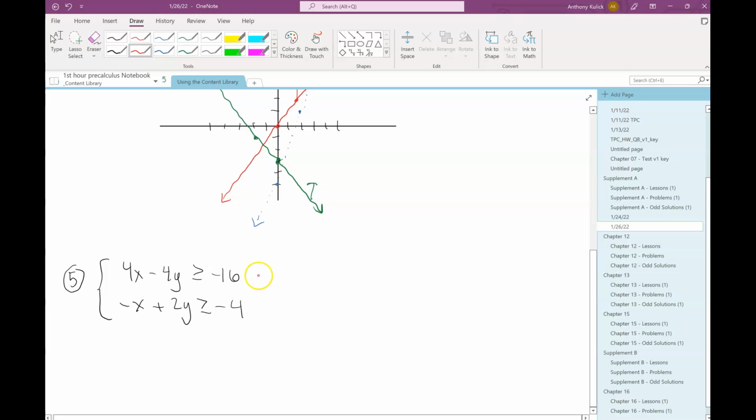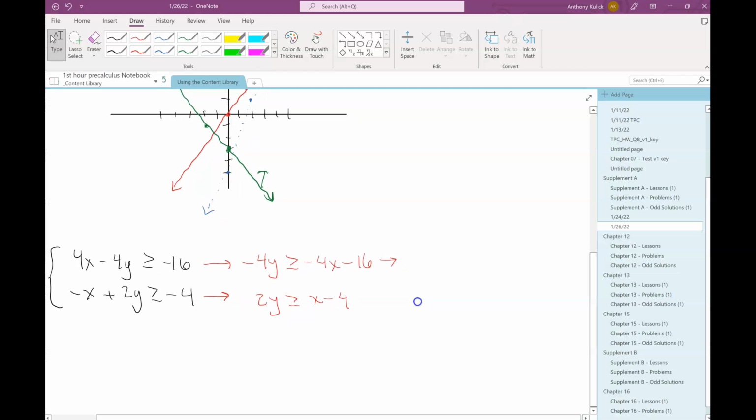So again, going to start by putting these in slope-intercept form. I'll subtract 4x from both sides, and then the other one, I'm going to add x to both sides. Then the top one will divide by negative 4. So here the inequality symbol is going to switch directions because we divided by a negative. And on the bottom one, we're going to divide by a positive 2. So there the inequality symbol is going to stay the same direction.